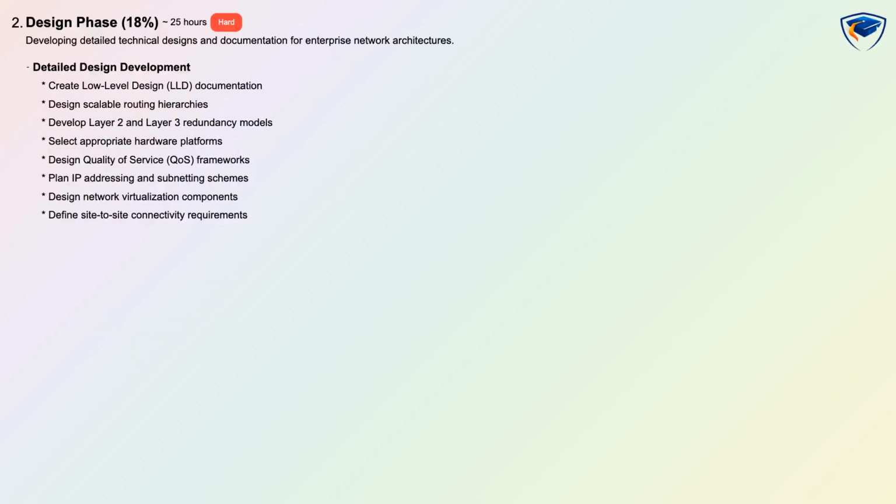Design phase is 18%, hard, with roughly 25 hours and conceptual plus scenario-based assessments. This domain teaches creating low-level design documentation and designing scalable routing hierarchies along with Layer 2 and Layer 3 redundancy models. You will learn to select appropriate hardware platforms, design cost frameworks, plan IP addressing and subnetting, and define network virtualization and site-to-site connectivity requirements. The focus is on producing detailed technical designs that match business needs and can be handed to implementation teams.